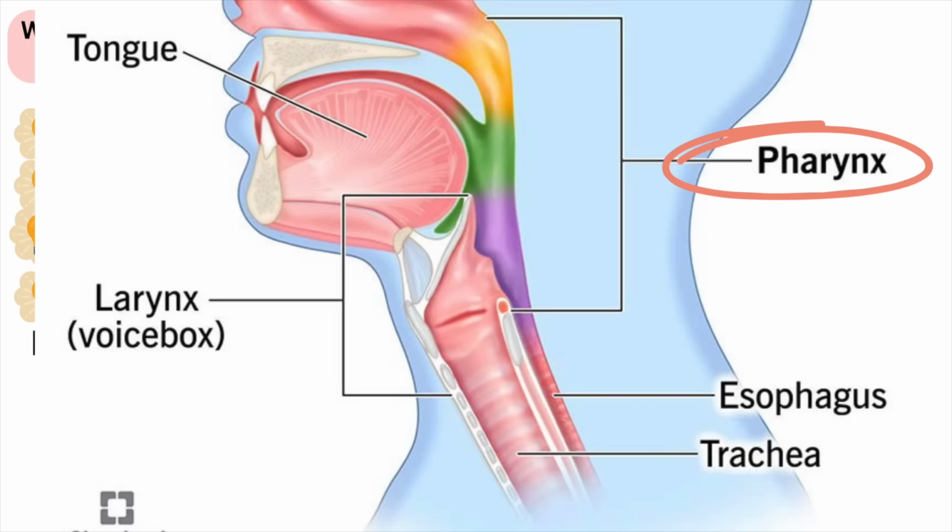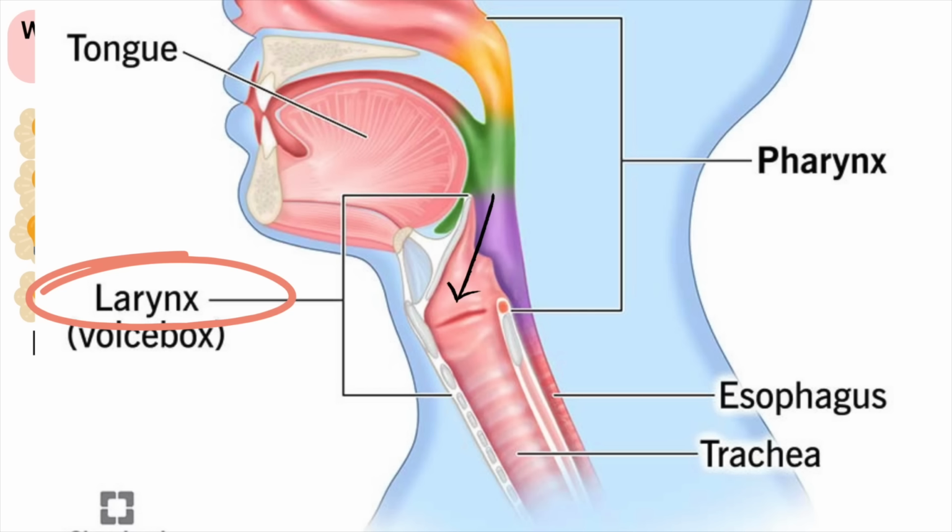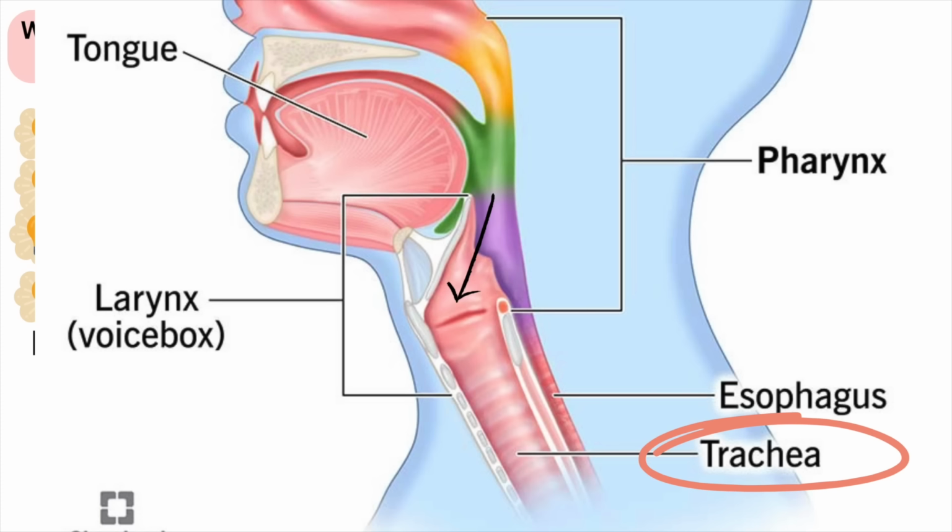You'll notice that the pharynx divides into two tubes. One tube is the larynx. The larynx is also known as the voice box, and within the larynx, you find the vocal cords. The larynx leads to the trachea, and the trachea eventually leads to the lungs. So that is part of the respiratory pathway leaving the pharynx.